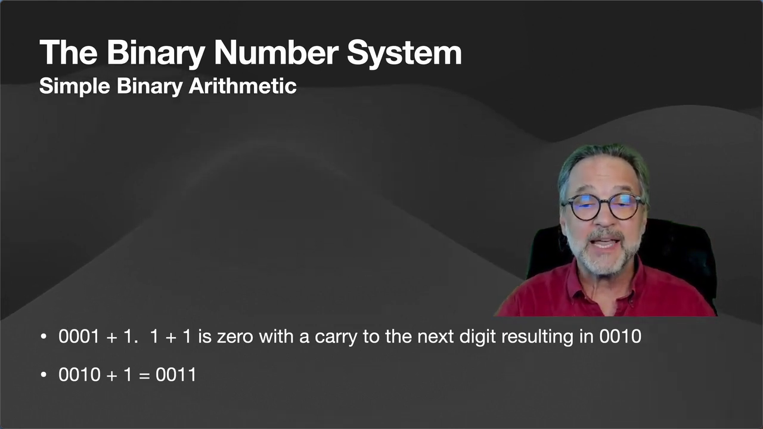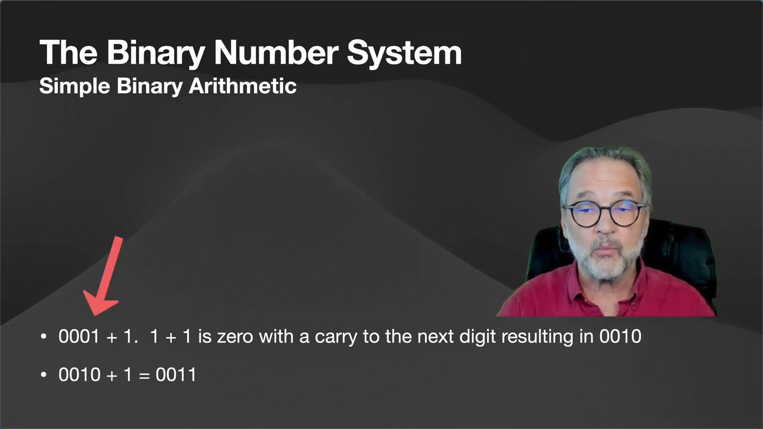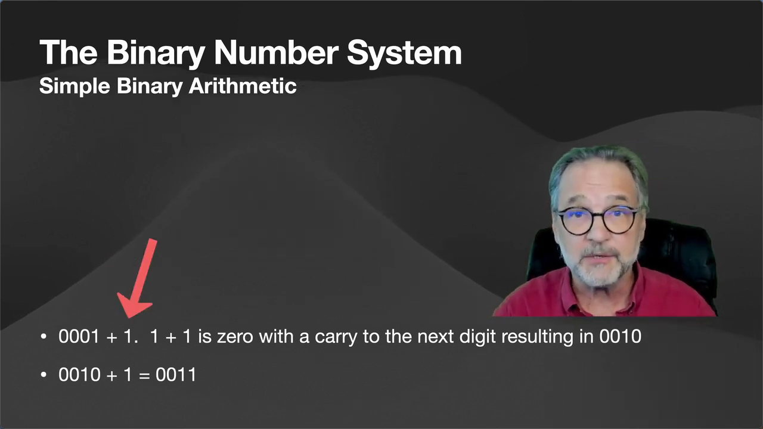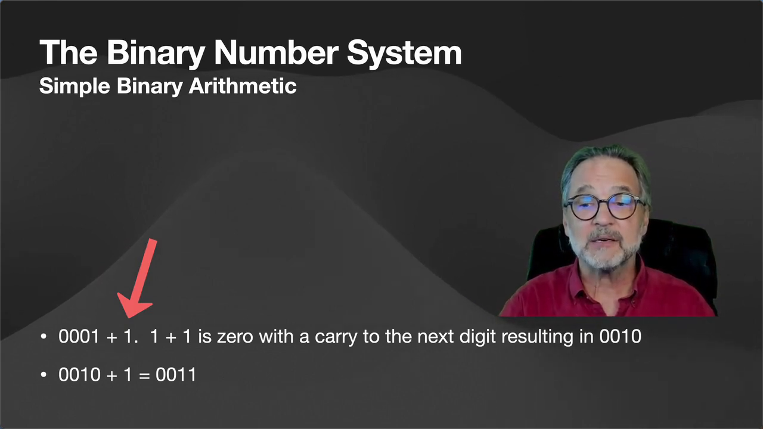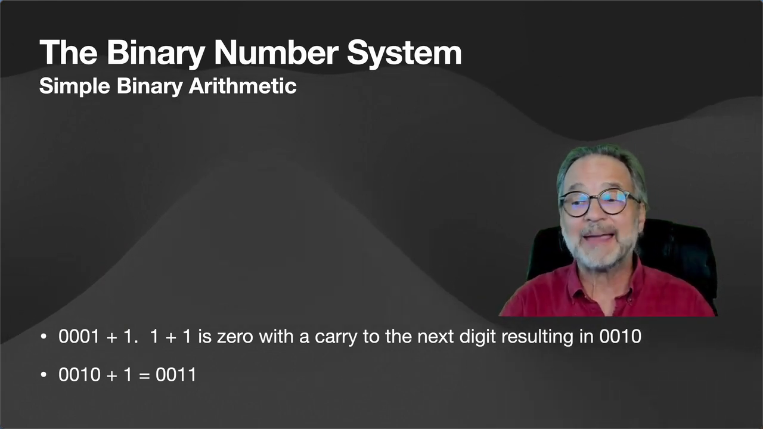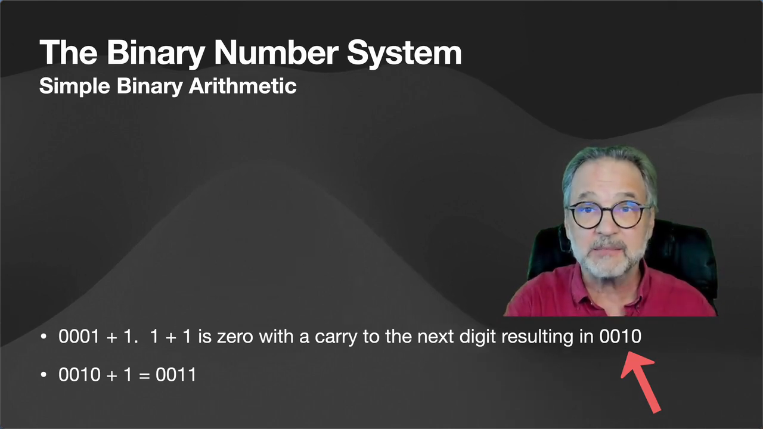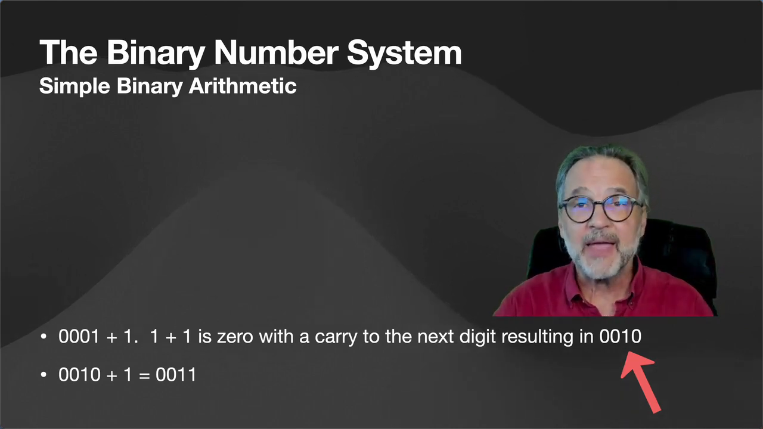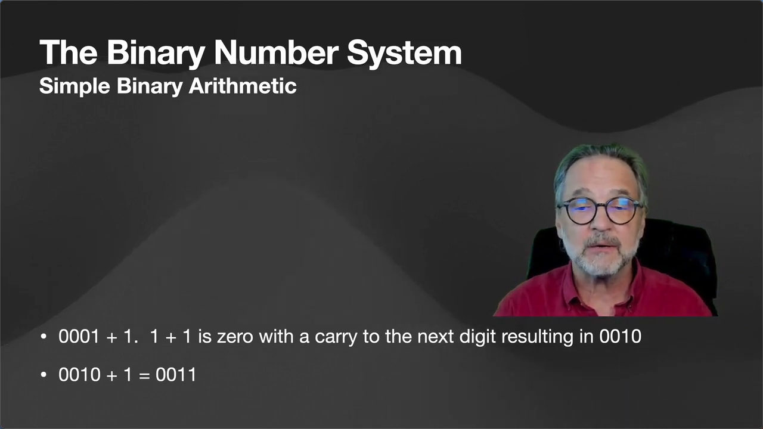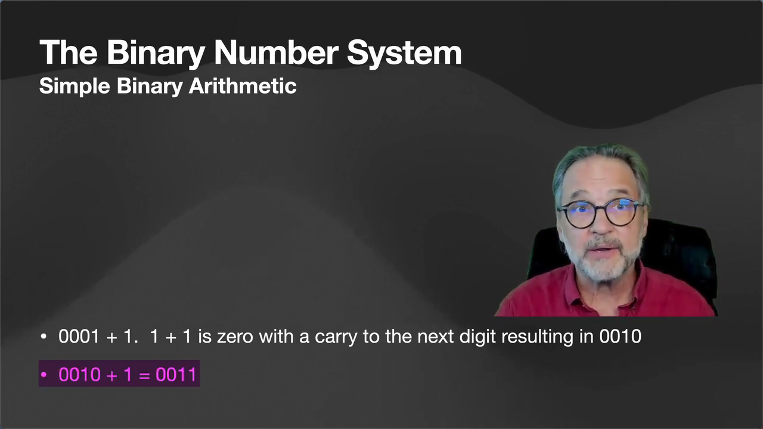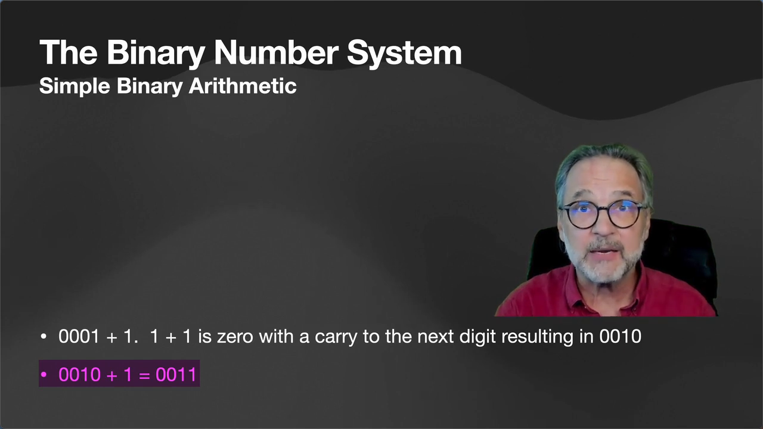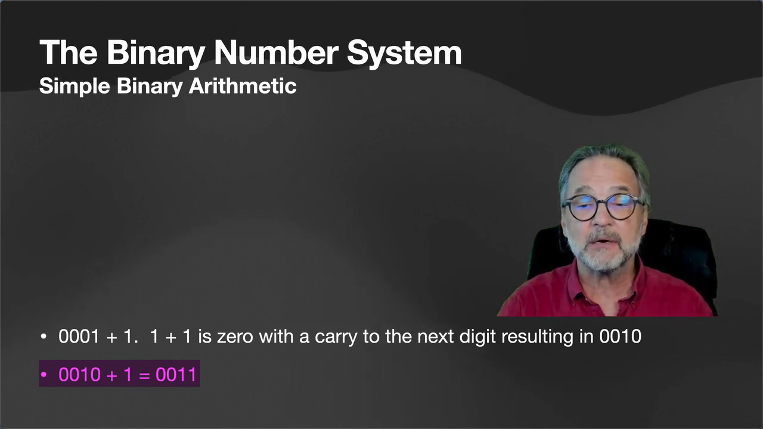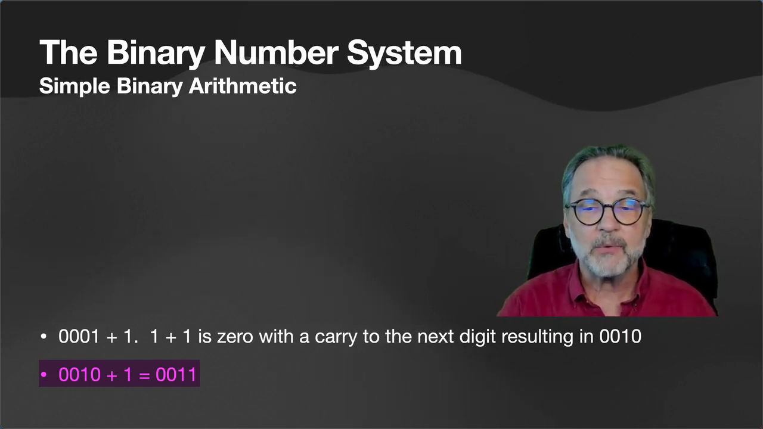Well, we take the first bit of 1, we add 1 to it. We don't have a 2 in binary arithmetic or binary number system, so that's a 0 with a carry. So we move that carry to the next digit or the next bit in the binary number, and that gives us 0, 0, 1, 0. Let's say we want to add another 1 to that, 0, 0, 1, 0 plus 1.